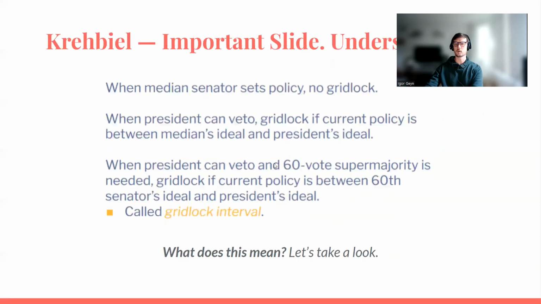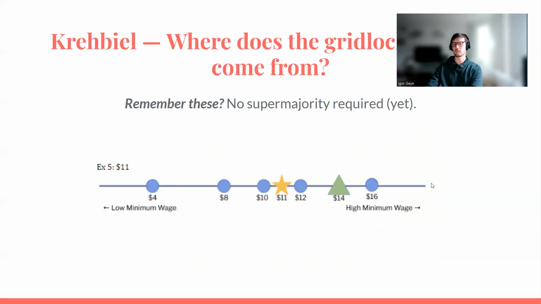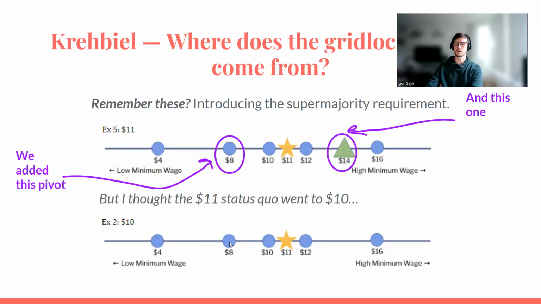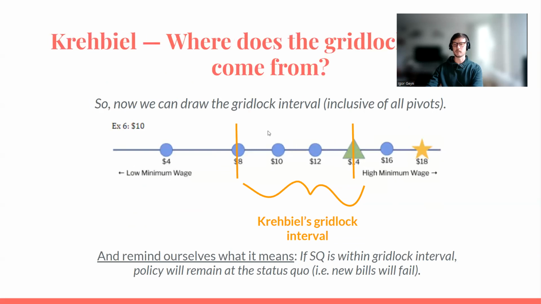And the verbal definition that goes with this is just the third part of what I covered a couple slides ago, right? When the president can veto and a 60-vote supermajority or a filibuster pivot is needed, gridlock occurs if the current policy is between the 60th senator's ideal point and the president's ideal point. And so instead of 60, in this case, we have 4, right? So it's whenever the status quo is between the filibuster pivot and the president's ideal point, which, sorry, is actually represented up here, and is visualized in this gridlock interval here, right?